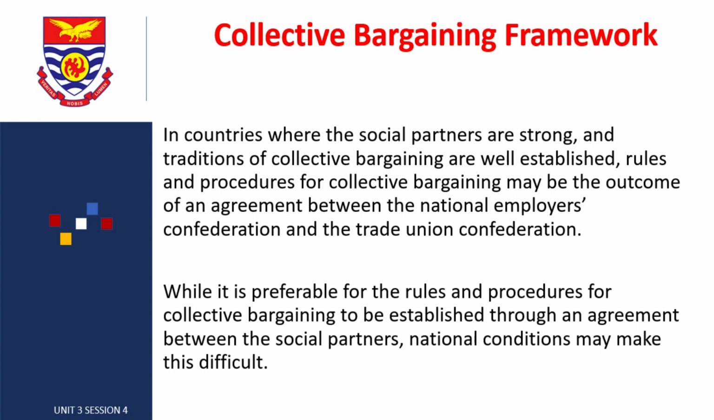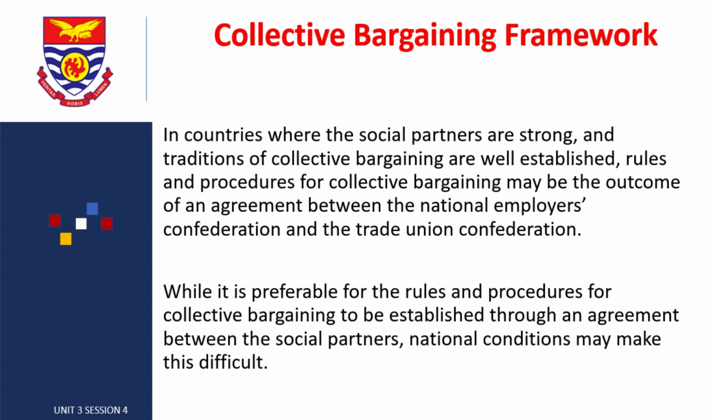So, the collective bargaining framework. In countries where the social partners are strong and traditions of collective bargaining are well established, rules and procedures for collective bargaining may be the outcome of an agreement between national employers' confederations and the trade union confederation. So this is a framework that helps to establish some form of agreement between the national employers' confederation and the trade union confederation. In other words, it is like a paradigm that helps to establish some form of agreement between the National Employers Federation and the Trade Union Federation.